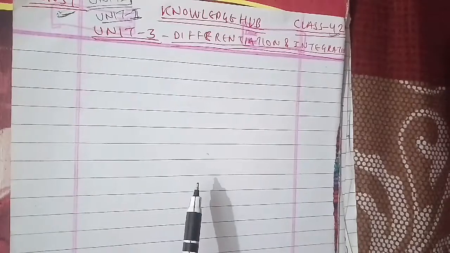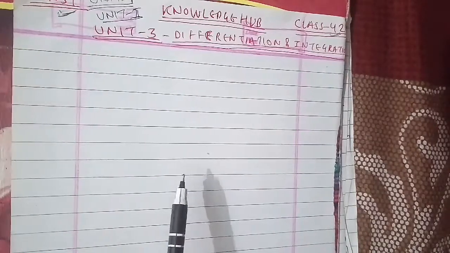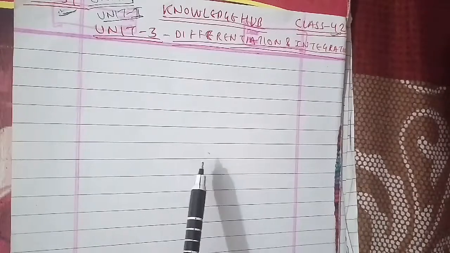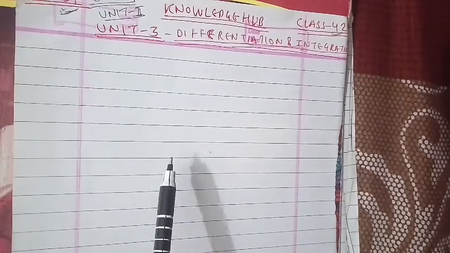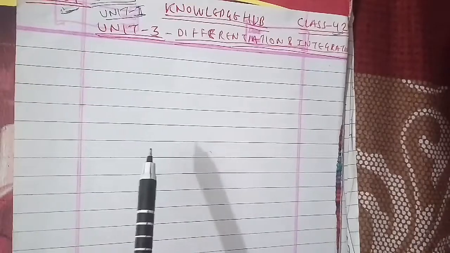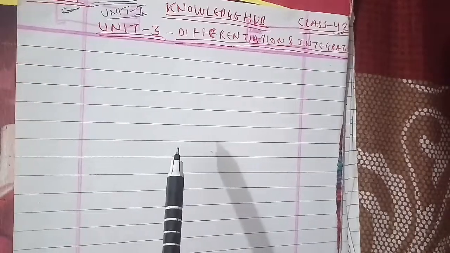So the question is: use a trapezoidal rule with 4 steps to estimate the value of the integral from 0 to 2 of x upon under root 2 plus x square dx. So for that we'll have to find out.